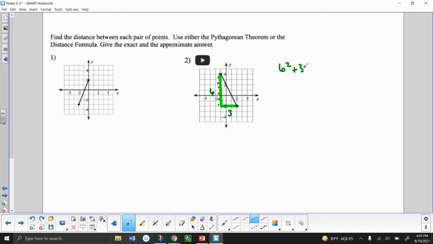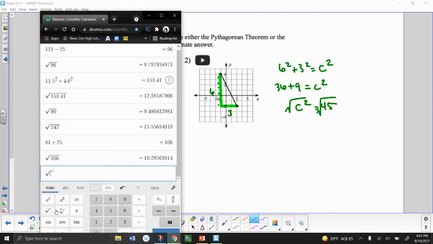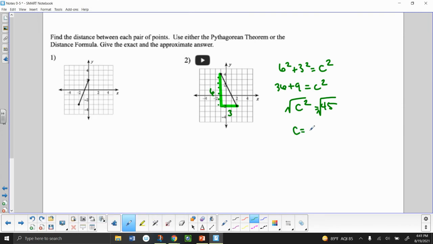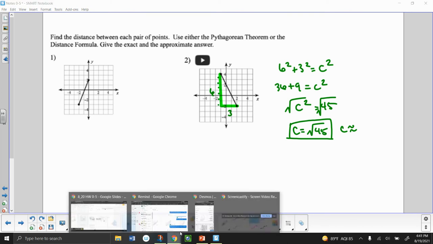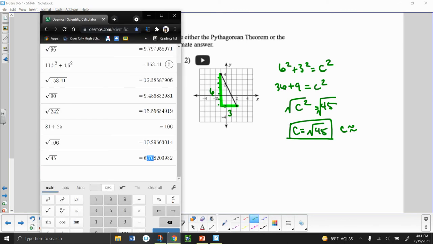So 6 squared plus 3 squared is equal to c squared. So that's 36 plus 9 is equal to c squared. So 36 plus 9, I believe, is 45. And then we're going to square root both sides. All right, so c is equal to the square root of 45. That's my exact answer. And then my approximate answer is going to be, so 6.70, 8's next number, so 6.71.